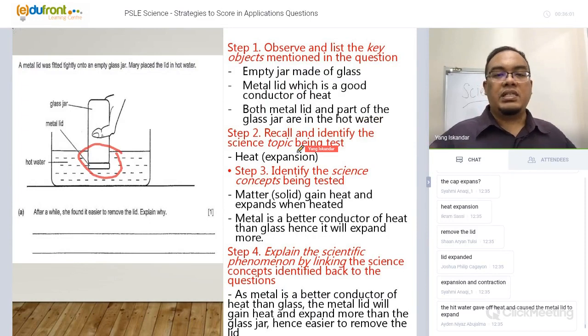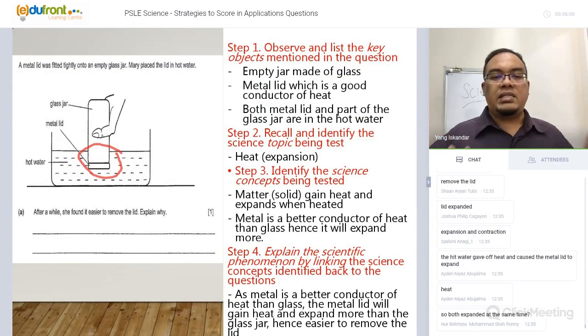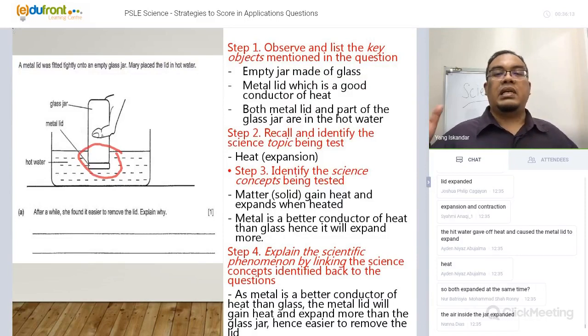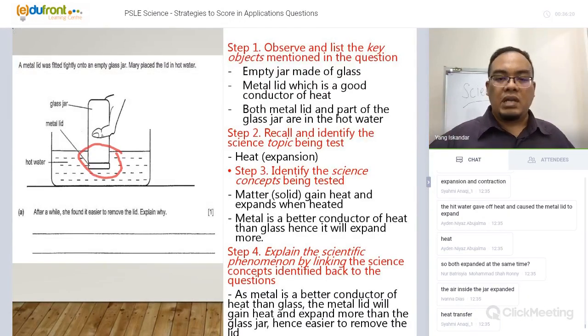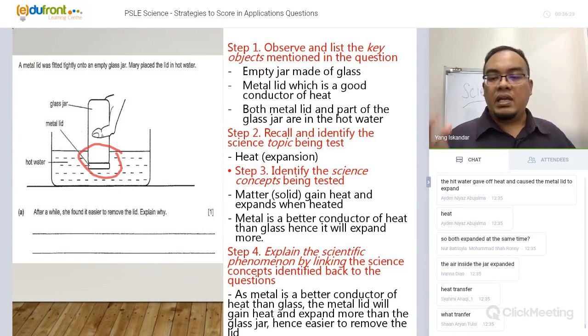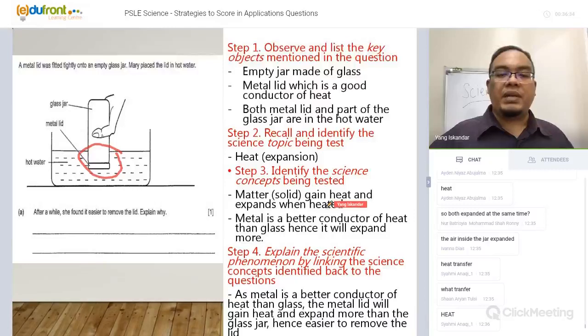Okay, so recall this is a topic on heat. Very simple. I think all of you know that this is a topic of heat. And what concept in the topic of heat? About expansion. Why does matter expand? Because it gains heat, right? When matter gains heat, it will expand. It doesn't matter whether it's solid, liquid, or gas. Solid will gain heat and expand when it's heated, gas will also gain heat and expand, and liquid will also gain heat and expand. This is a scientific concept that you have learned in primary 4. So identify the concept. So metal, a solid, gains heat and expands when heated.